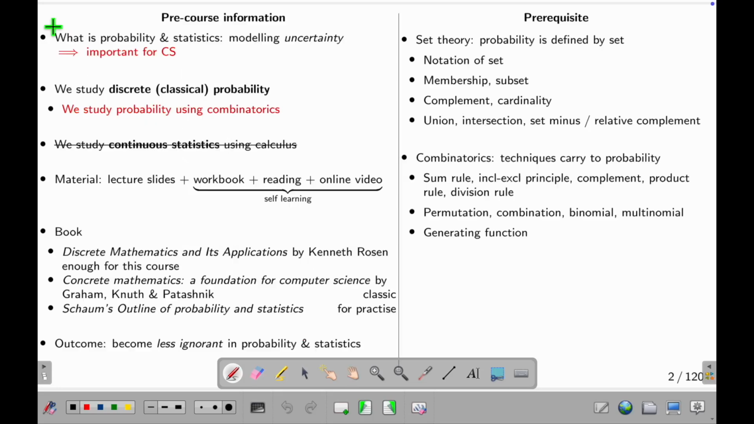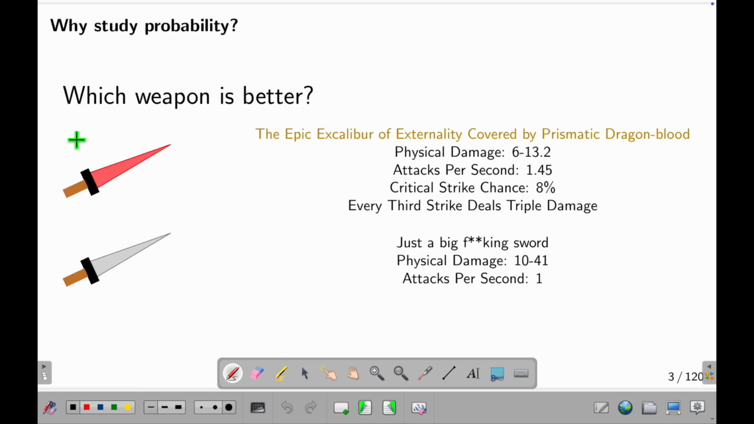Discrete probability, because you need to study it, okay? And we study it using combinatorics, basically combinatorics, that's it. We no longer see continuous probability, that means integration, differentiation, all out. This is a reason why you study probability.